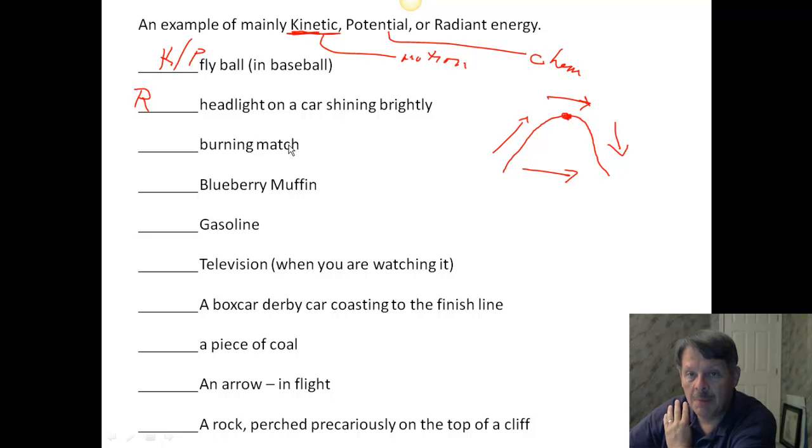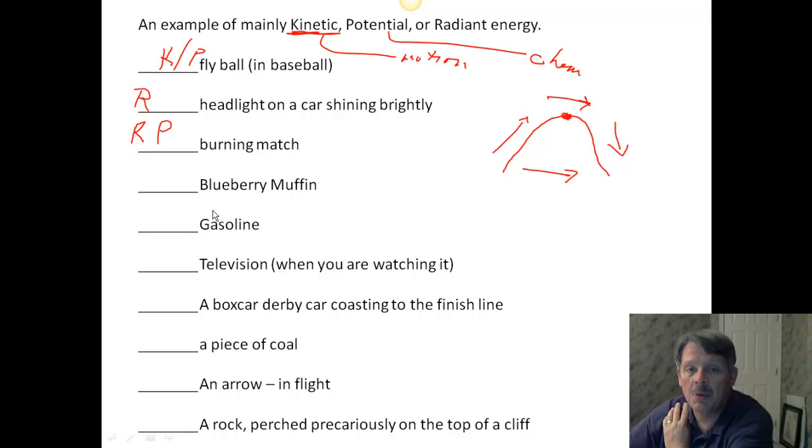Right? How about a burning match? Well, the part that is currently burning is giving off radiant energy. It's radiating heat, it's radiating light. However, there's still part of the match that hasn't burned, so that has potential energy. So there are actually two types of energy that you're seeing here.